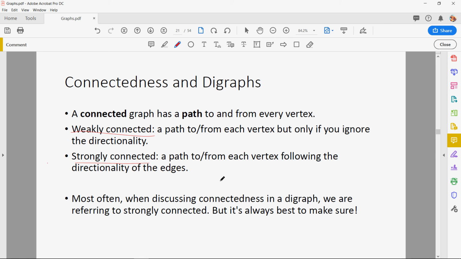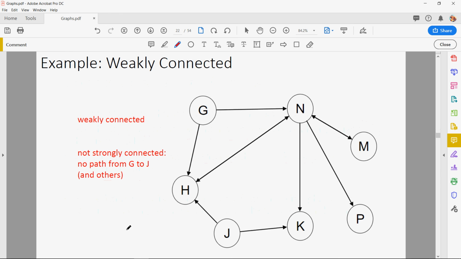A digraph would be weakly connected if there is a path to and from every vertex, but only if you ignore the directionality. So you essentially treat it as if it's an undirected graph. A graph is strongly connected if there again is that path, but it follows the directionality. So you can only go across an edge if you're going in the direction of that edge. Now, most often when people are talking about connectedness with digraphs, they are talking about strongly connected.